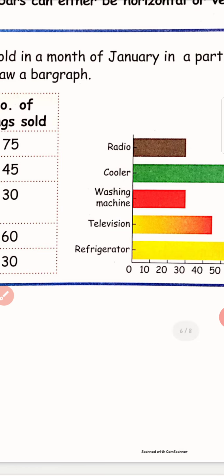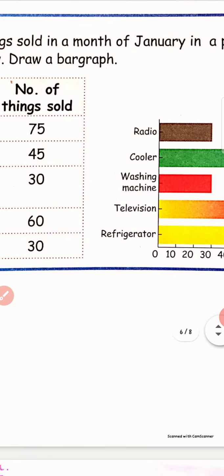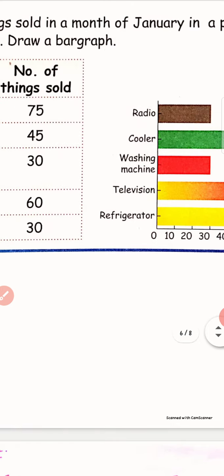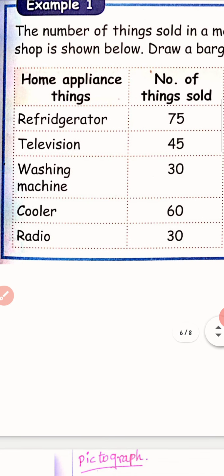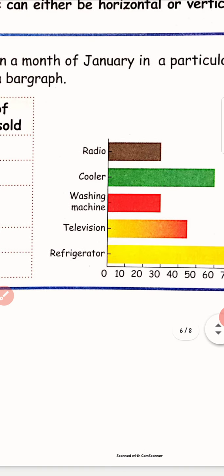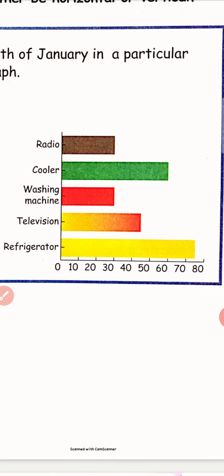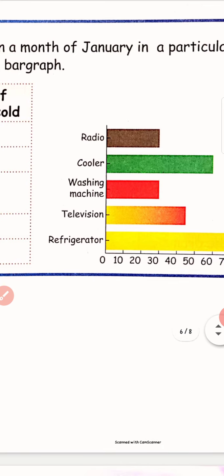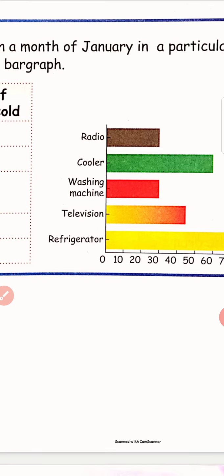You draw the scale 0, 10, 20, 30, 40, 50, 60. How many refrigerators were sold? 75. So you draw the bar for 75. 75 is between 70 and 80, so you draw it in the middle. The next one, television, 45. So you draw the bar for 45.